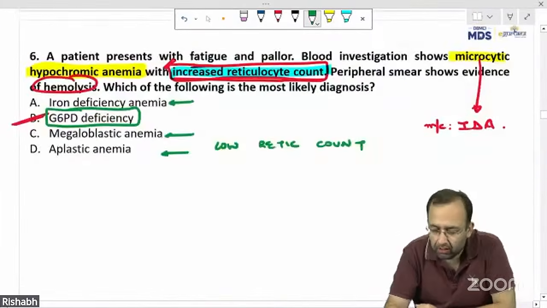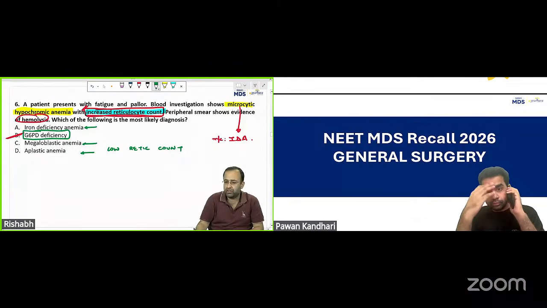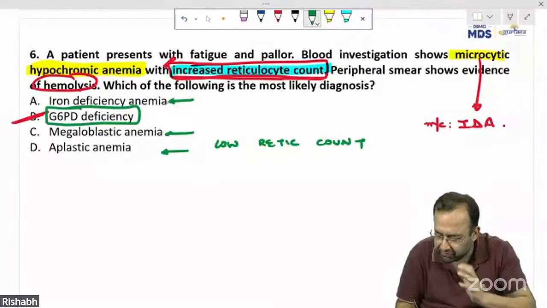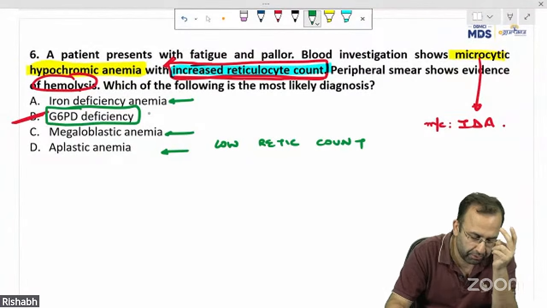I know, some students thought microcytic hypochromic, let me close my eyes and mark it as IDA, which was the first option also. I know, but that was the main point.